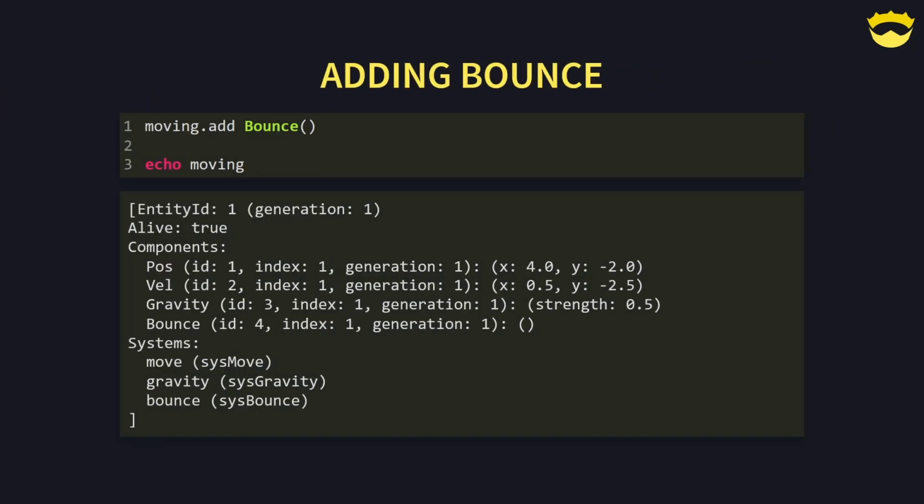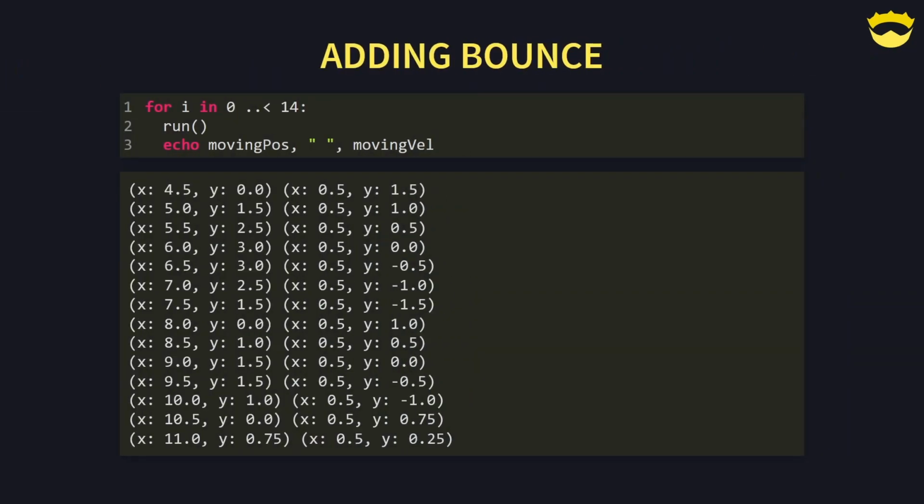So we're going to add the bounce component. When we do that and echo the entity, we can see that it's now part of the bounce system as well. Let's see how this looks when we run it. Here you can see that as x continues in a linear way, y gradually goes up, hits a peak, and gradually goes down again. But when it hits 0, it starts to ascend and then go down, and eventually it will settle at 0.